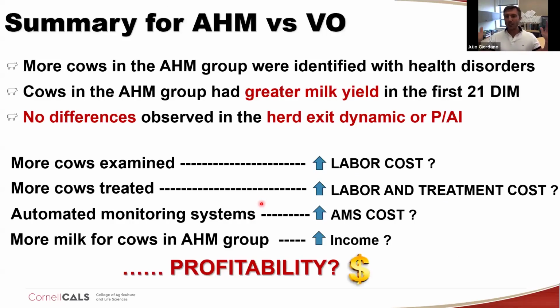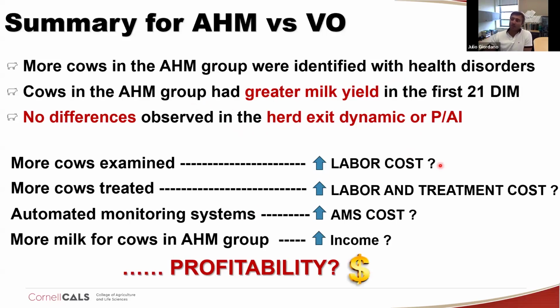So again, you are likely, at least if it is a scenario like the trial that we did, more likely to find cows with health disorders. However, through treatments and improved interventions, cows had greater milk yield, at least in our trial. We saw no differences in the herd exit or pregnancies per AI.